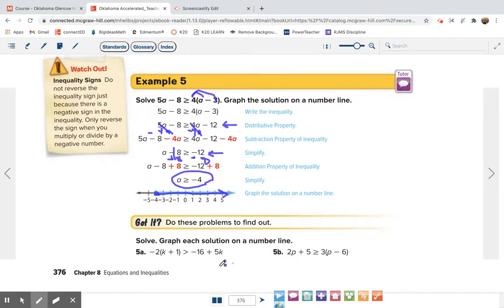Okay, so I want you to try 5a and 5b. You don't have to graph them right now. You can for extra practice, but I'm not going to go over graphing them. I mainly just want you to solve it right now. So do both of these, and then we'll go over it, and that'll be it for today.